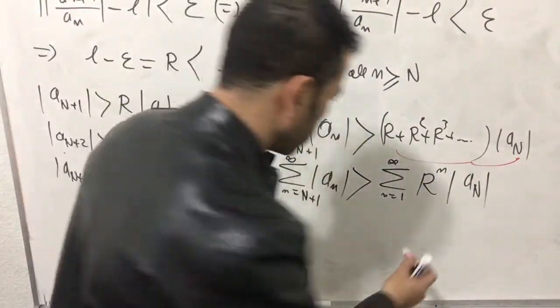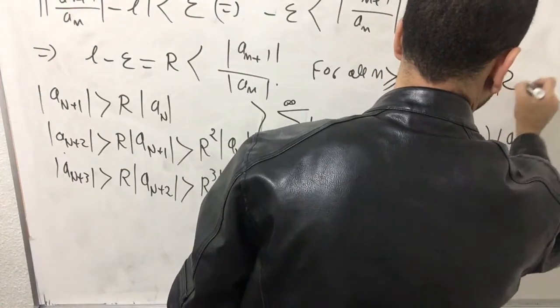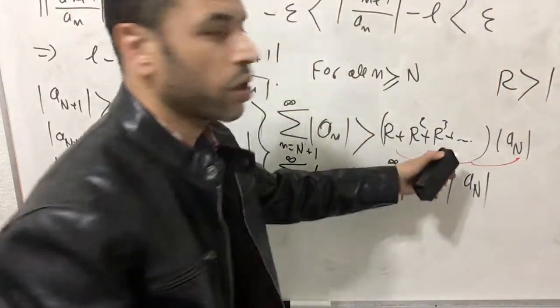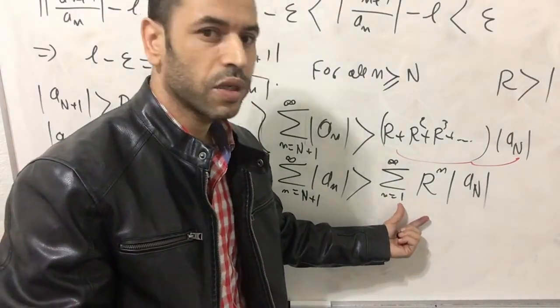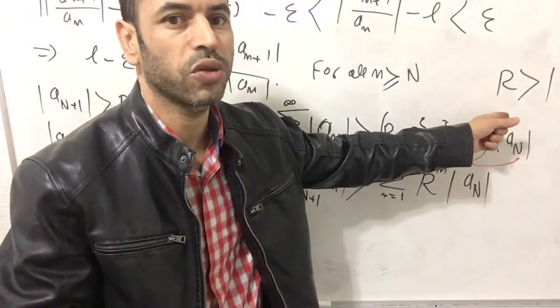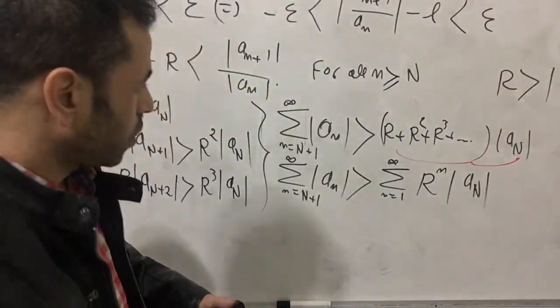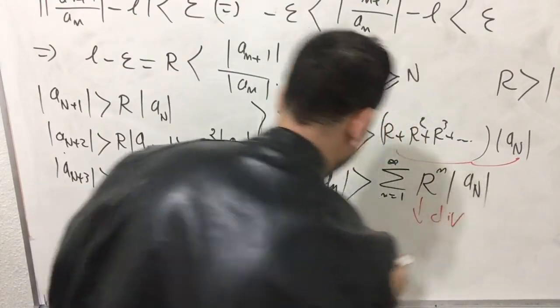So this one, as we know, we have R strictly superior than 1. As we know, this is the geometric series, but it is a divergent series because we have R strictly superior than 1. Okay, so this is a divergent series.